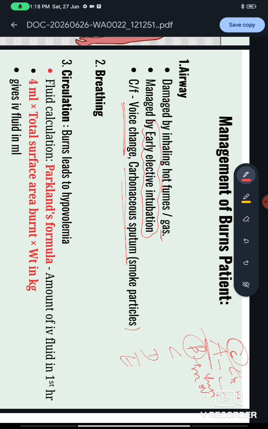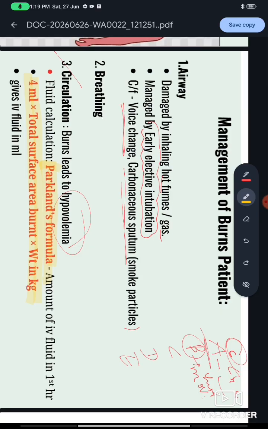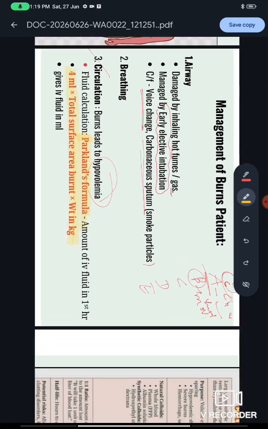Next is the most important aspect of management of the burns patient, which is circulation. As we discussed, the most common cause of early death in burns patient is hypovolemia. This hypovolemia needs to be corrected. How do you correct it? You administer fluids. Now, important question. This fluid is calculated by Parkland formula. Parkland formula is 4 ml into total burn surface area into weight of the patient in kg. It gives the IV fluid in ml.